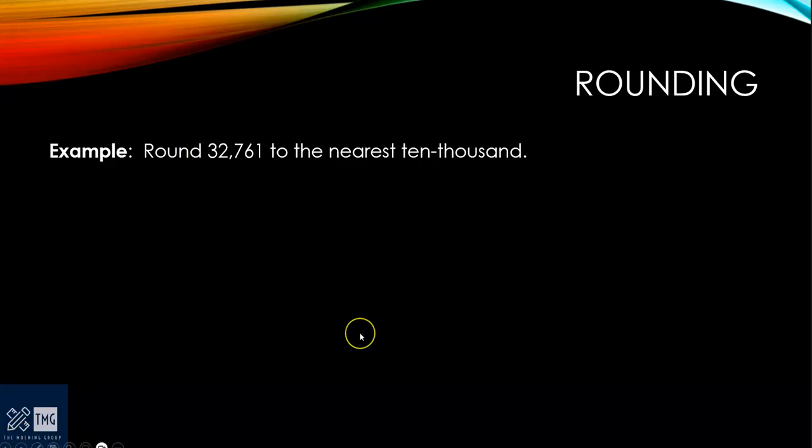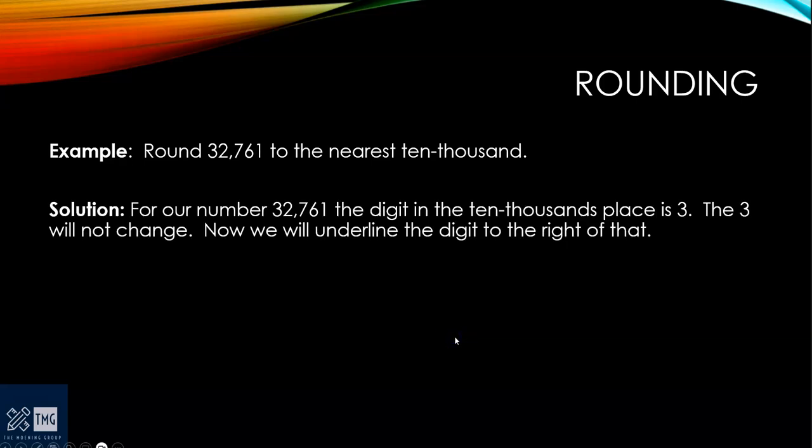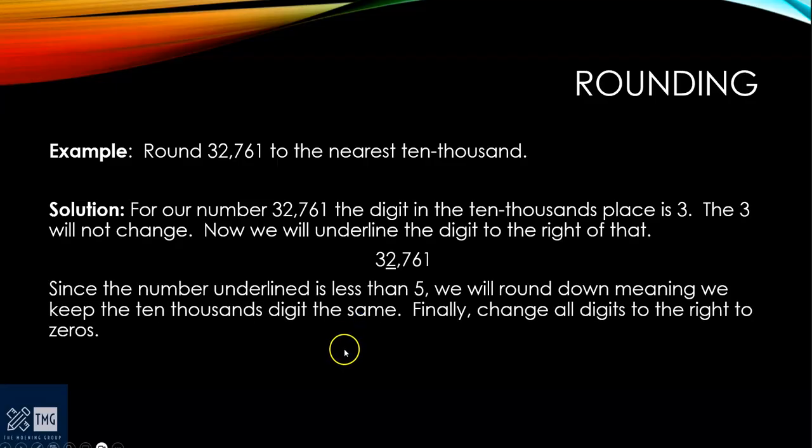Let's do the same number, but now we're going to round to the nearest 10,000. Just to emphasize, place value matters. So what number is in the 10,000 spot? Well, that's a 3, right? The 2 is in the 1,000s. The next place value over is the 10,000s. So the 3 is the only number here that is not going to change. We're going to underline the digit directly to the right of the 3, which we know is the 2. And you might say, well, 2 is less than 5. It's 4 or lower. So we're going to round down. Rounding down simply means that 3 is not going to change. So rounded to the nearest 10,000 is 30,000.